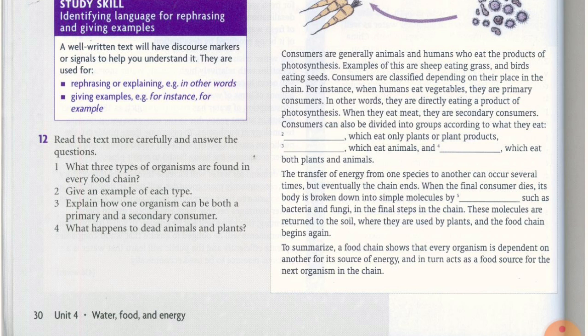It depends on what it eats. If it's vegetables or plants, it's consuming the direct product of photosynthesis and therefore a primary consumer. If it's meat, it's a secondary consumer. Fourth one, what happens to dead animals and plants? They are broken down, decomposed into simple molecules which go back into the soil to be used by plants.